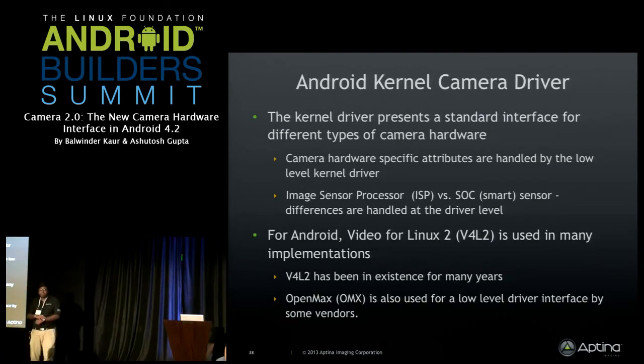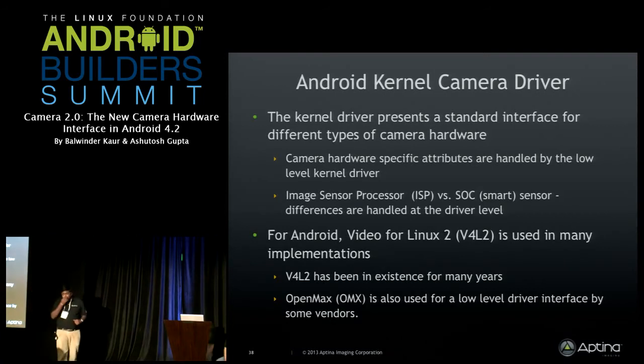What does the driver offer to the upper layer? As you see, there are multiple companies involved in camera hardware, creating the image sensor and all other things. So the camera driver represents a standardized interface for the HAL and the layers above to access the camera hardware. The imager specific or camera hardware specific attributes are handled at the lower layer of the driver. So the driver has two parts: one is very generalized and exposes an API to the top layer, and the other is very specific to the imager hardware and takes care of the actual camera hardware.